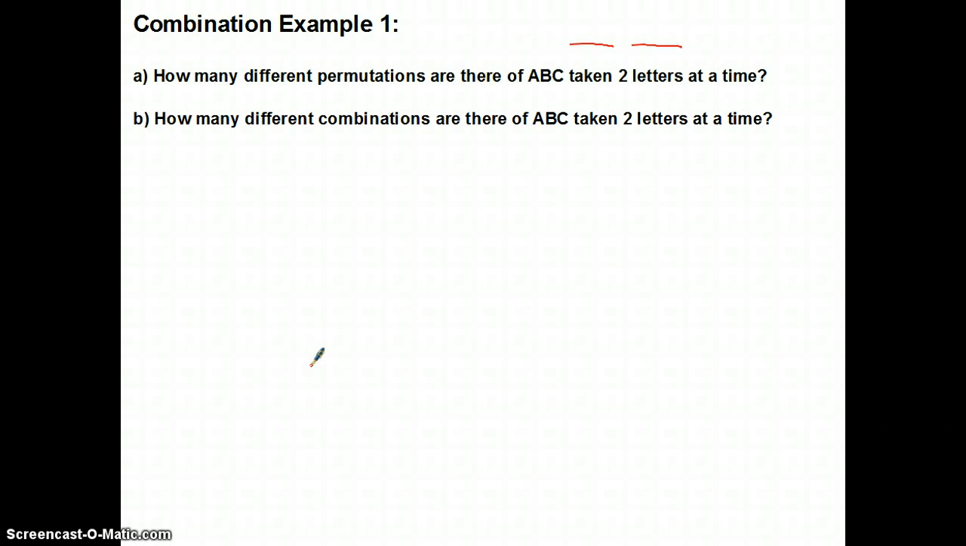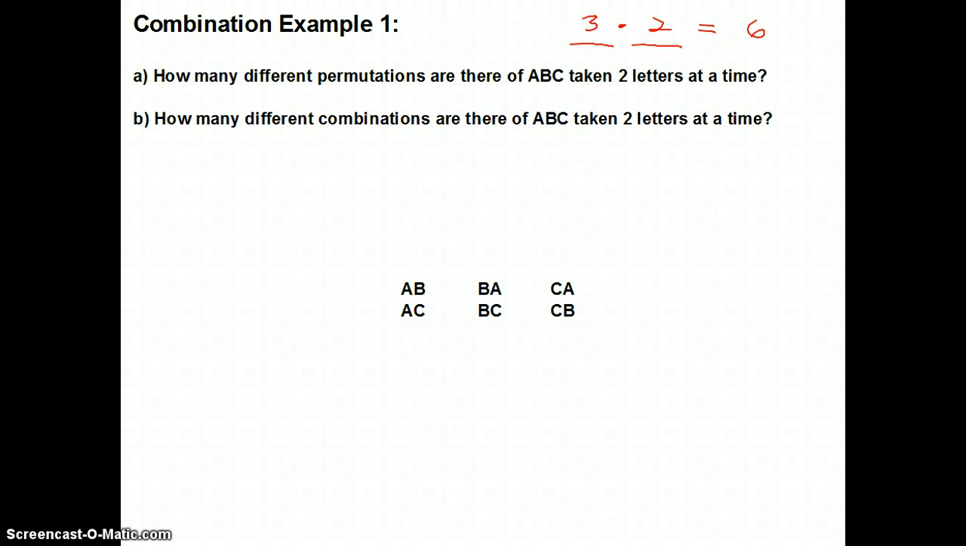So for the first position here, we could pick A, B, or C. That means we have 3 different options there. As soon as we picked A, B, or C, for the second spot, we have only 2 different letters to choose from. So if we multiply how many different options we have, we get a total of 6. 6 different options, 6 different permutations of ABC taken 2 letters at a time.